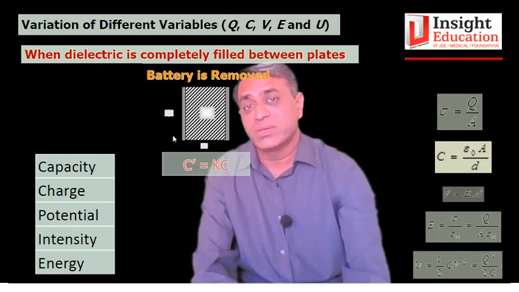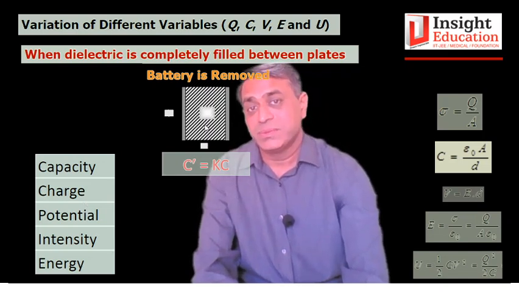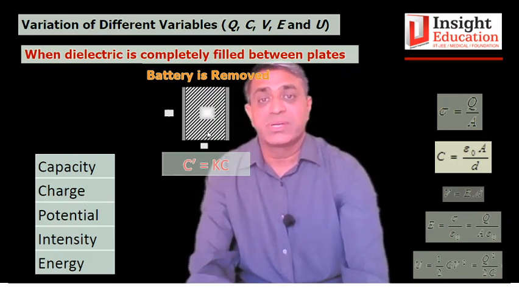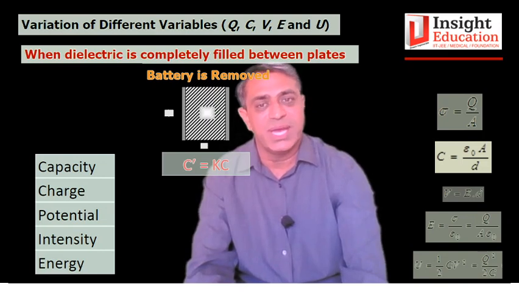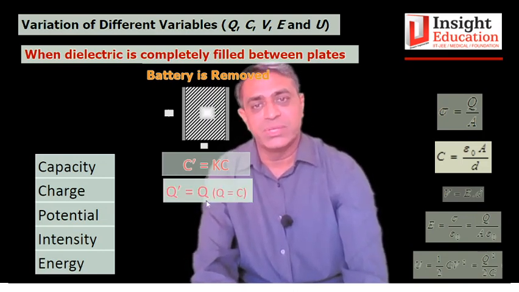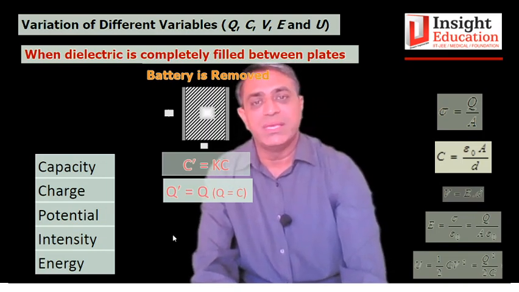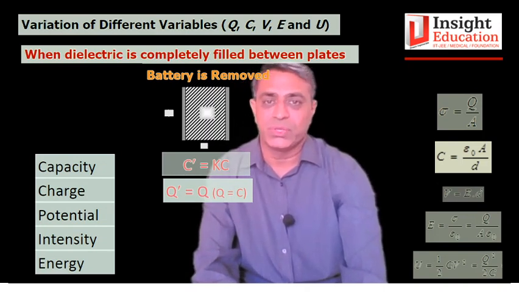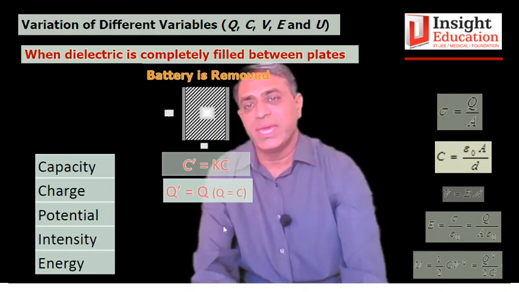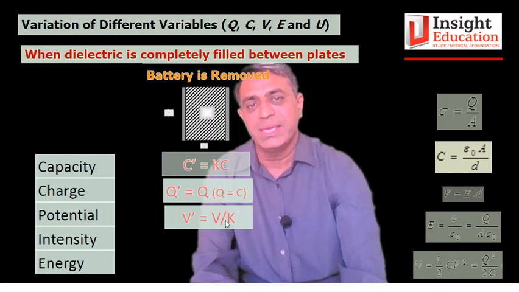Now what is the effect of the dielectric on the charge? This capacitor is not connected with the battery, so we are not adding or removing any charge. It means the charge should be constant, so Q' is equal to Q. Charge remains constant. Next is potential. Potential V is equal to Q by C. Q is constant and C' is equal to KC, so potential decreases by K times. V' is equal to V by K.